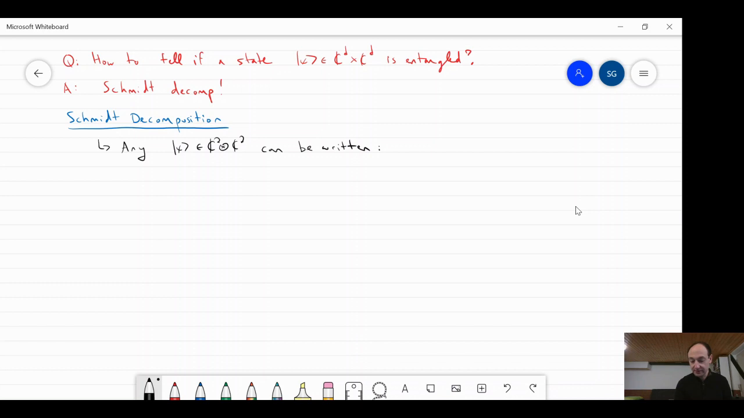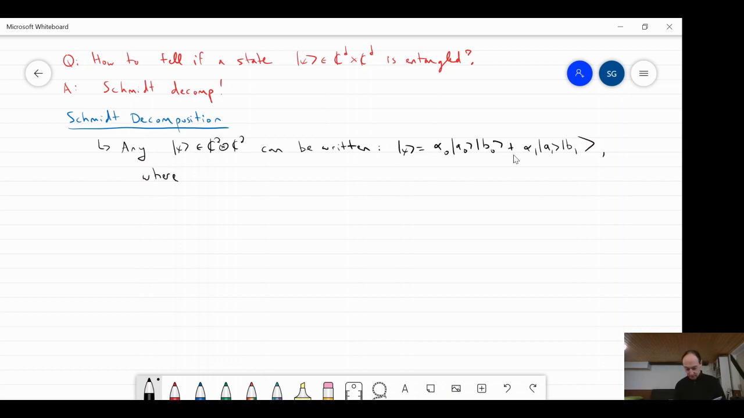How do I write it? Well, I write it like this. Psi equals alpha 0, A0, B0, plus alpha 1, A1, B1. And of course I have to tell you the properties of all these terms, otherwise it's not so interesting. So let me tell you what the properties are.